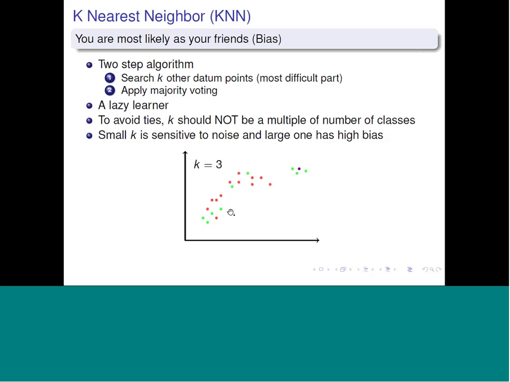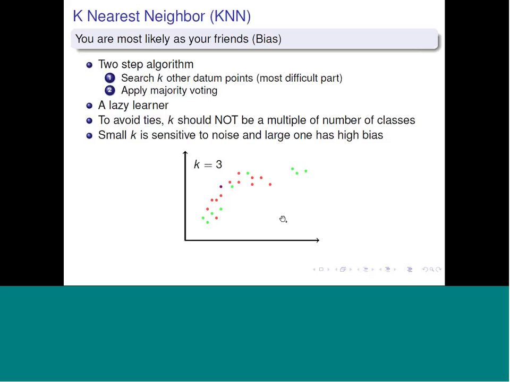What is the class for this item? Green, because you see that the 3 nearest friends are now, earlier they were far apart, but this time they are not that far apart, and you see that they are 3 and all of them are green, then the classification is going to be green.